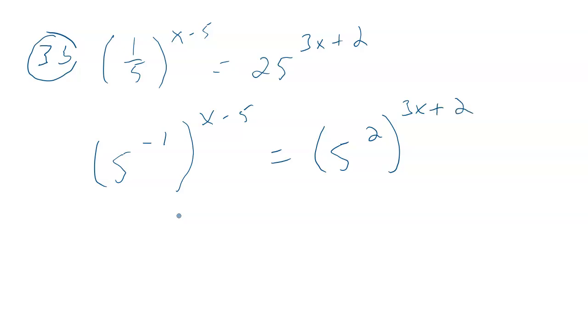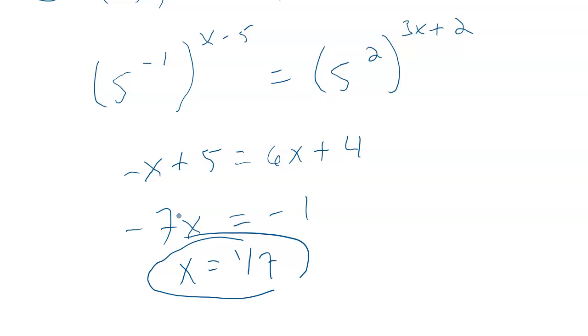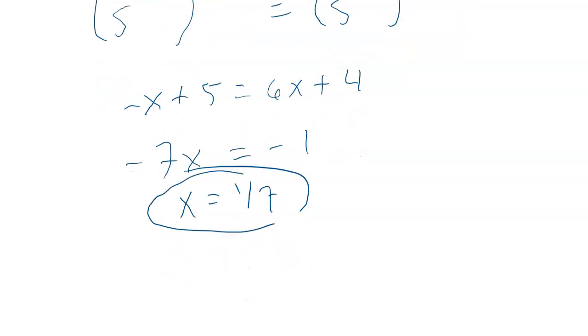So I get negative x plus 5 is equal to 6x plus 4. Solve. I'll move everything over here. 7x is equal to negative 1. X is equal to 1/7. That's our answer. It's not bad. On to 35.